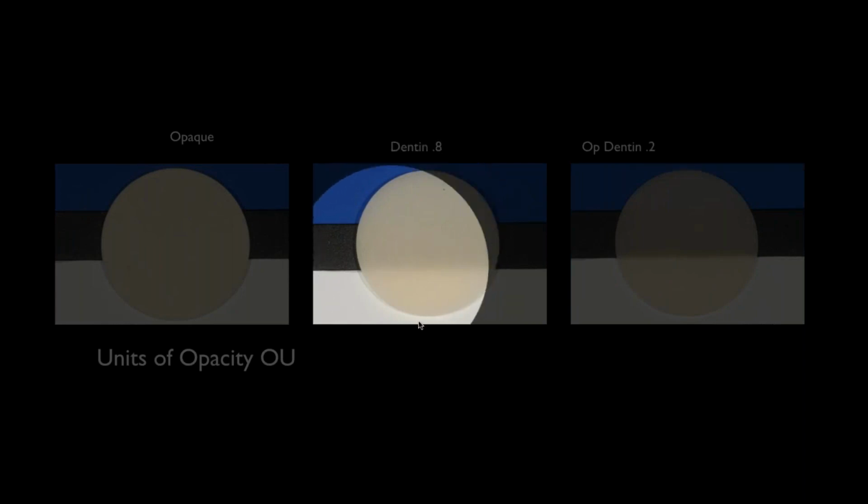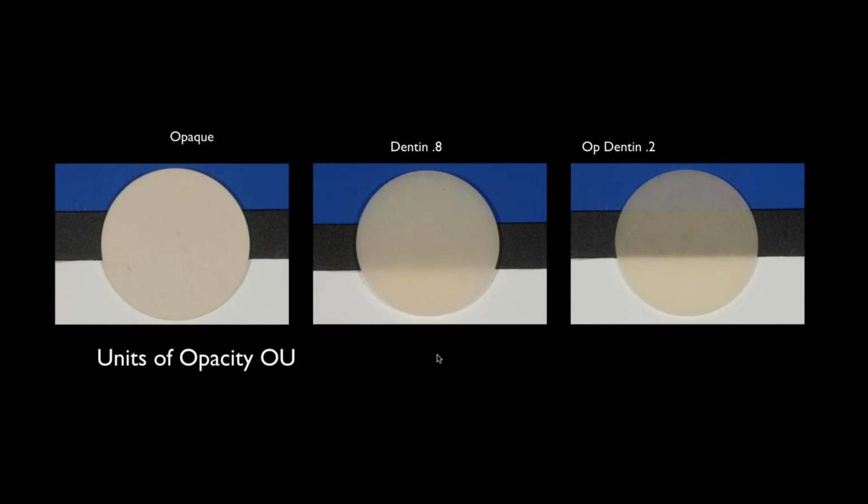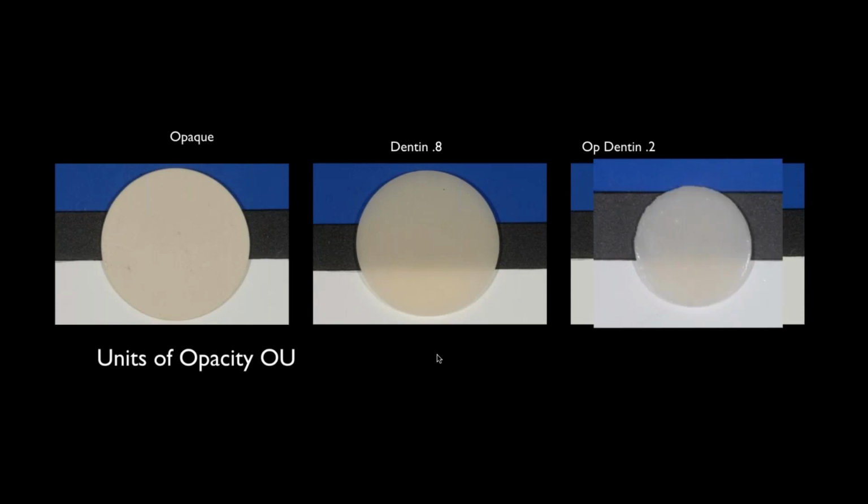And the only way to change that is either by changing the opacious dentin to something that has a much higher chroma or value content to it, or by modifying it with some stains and different materials. Now, I modify them a lot, or I just choose different ones.